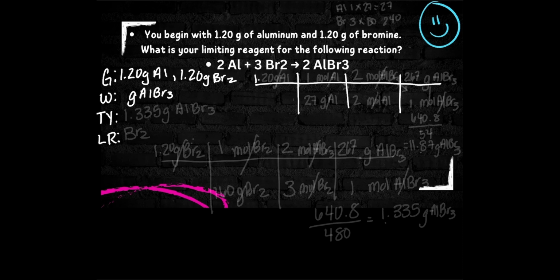So we're going to start with our first given, which is 1.20 grams of Al. Okay. And then in our last box, we're going to go ahead and set it up with our want, which is grams of AlBr3. Okay. So I know that as I'm setting up my railroad tracks, everything must be diagonal so that they can cancel out as far as my units.